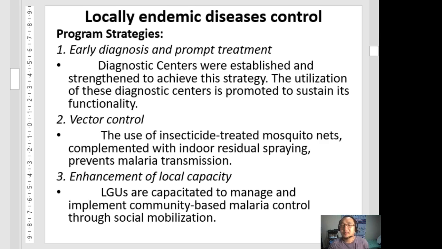Then, what are the possible program strategies and interventions of this program, with its key partners? DOH plus the LGU plus other agencies plus private entities as an example. So we have summarized into three based on the site. Program strategy number one, early diagnosis and prompt treatment.